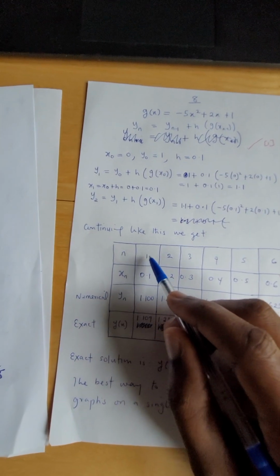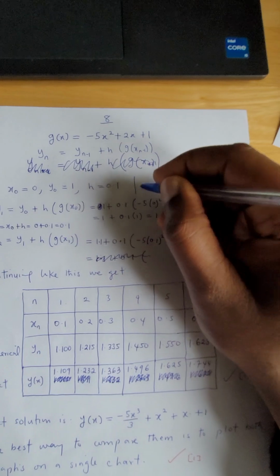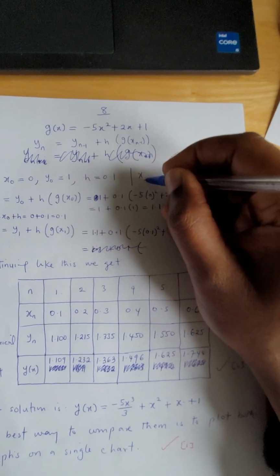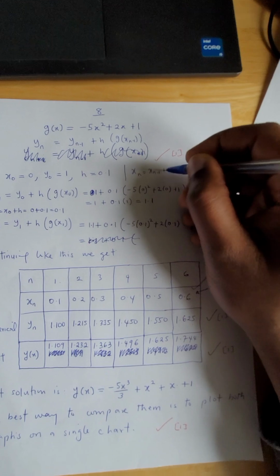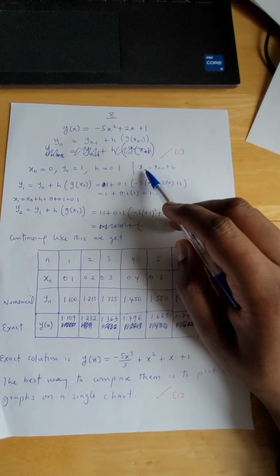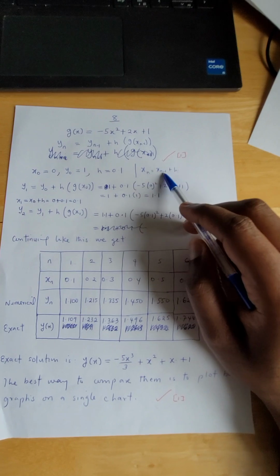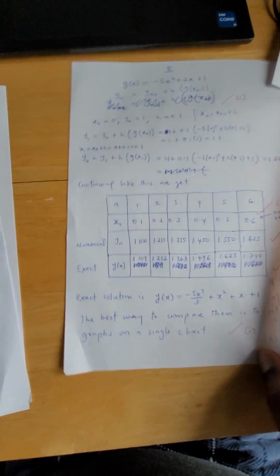So remember the formula for the x's. Remember that xn is equal to xn minus 1 plus h. So if I know x0, I know x1 with that, and now if I know x1, I know x2 with that. Okay, so that is it for number 8.